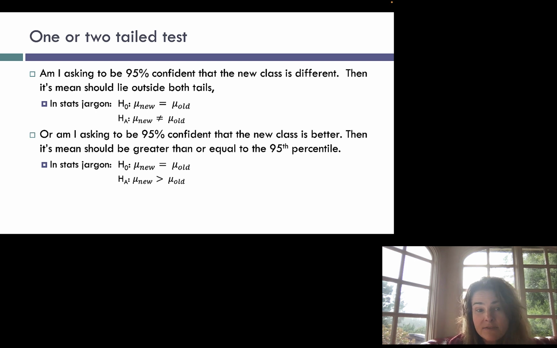Now, we've done those kinds of tests before, but one reminder: are we asking to be 95% confident that the new class is different? Then its mean should lie outside both tails. Right? Are we asking to be 95% confident that the new class is better? Then its mean should be greater than or equal to the 95th percentile.